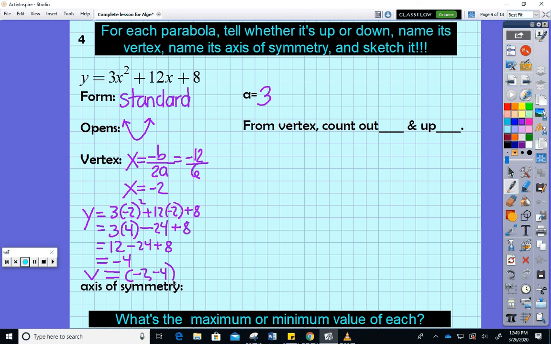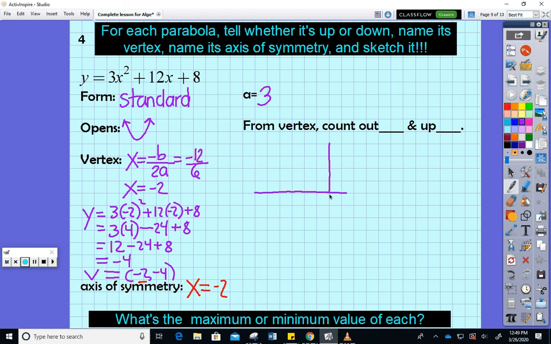Oh, thank goodness this one doesn't have such large numbers. Hey, remember, the axis of symmetry is x equals whatever the x coordinate is. So x equals -2. Axis of symmetry is no biggie. Don't make it harder than it needs to be. Okay, so (-2, -4), and opens up.